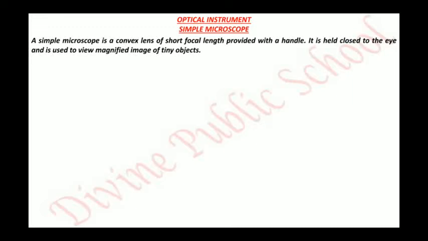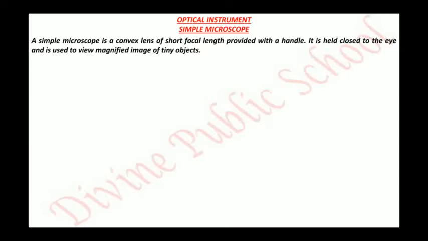Or you must have seen the person who is repairing wristwatches. He used to wear a structure near his eyes, and then he repairs the wristwatches. So that is actually a simple microscope. It is a convex lens of short focal length, provided with a handle, and it is held close to our eye and used to view a magnified image of tiny objects.